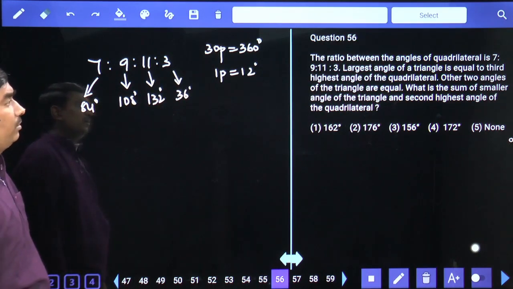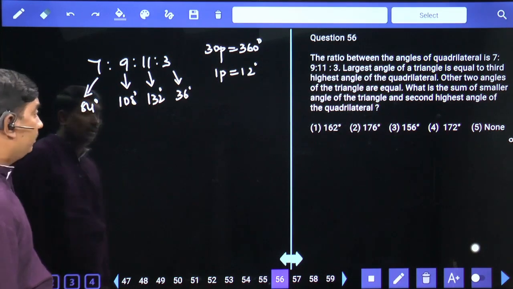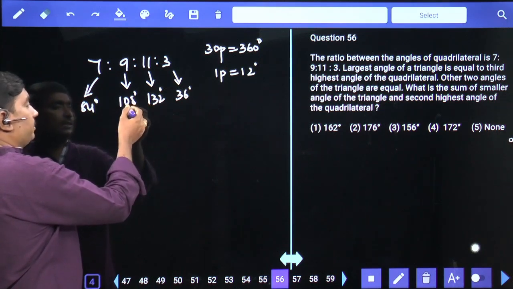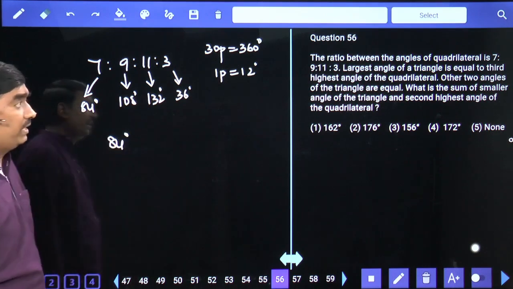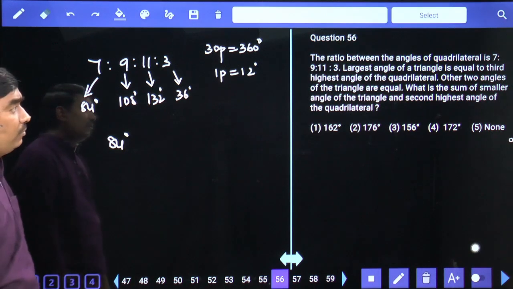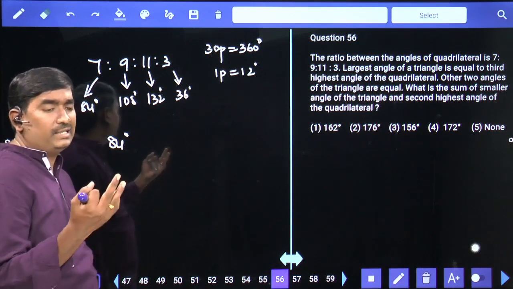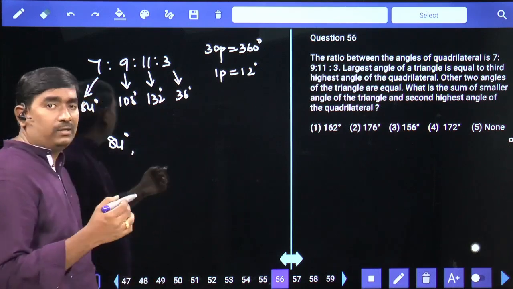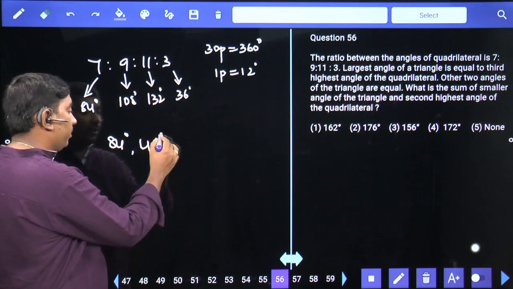The largest angle of the triangle is equal to the third highest angle of the quadrilateral. First highest 132, second highest 108, third highest 84. So the largest angle of the triangle is 84. The other two angles of the triangle are equal. In a triangle, the sum of three angles is 180. Out of 180, already 84 is used. So remaining 96. Half of 96 means 48, 48.